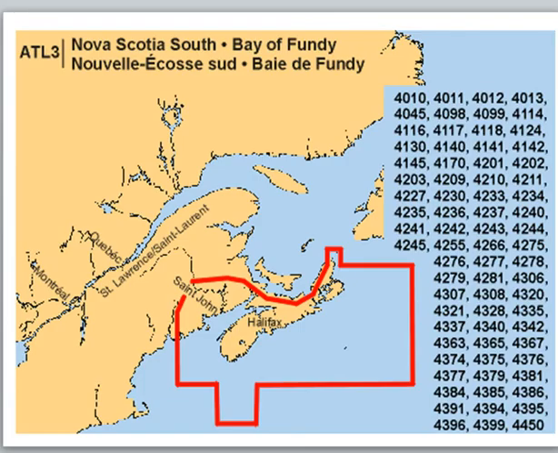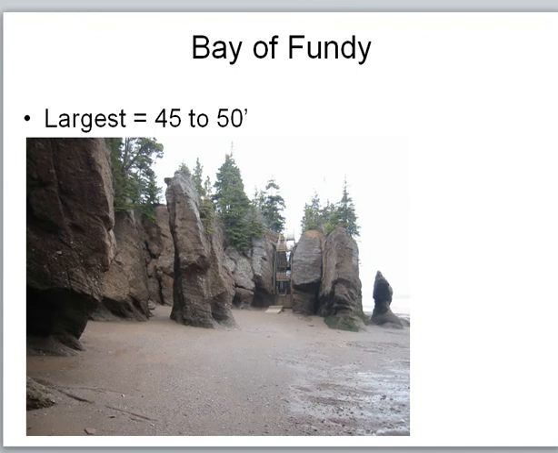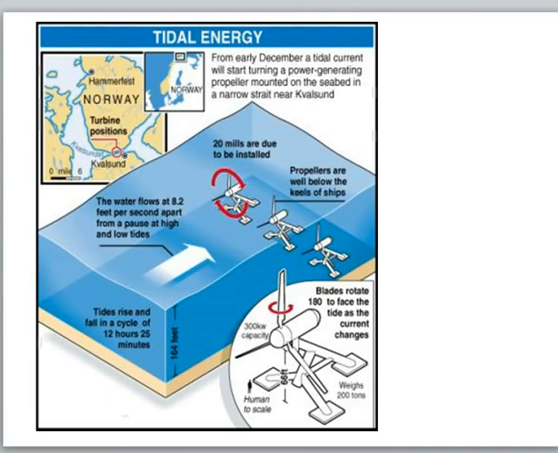And not all tides are the same. The Bay of Fundy is said to have some of the highest tidal changes in the world. So here is the Bay of Fundy, and they have about a 45 to 50 foot change in tidal elevation during their high and low tides. So there are many places in the world that have used that change in tidal motion to generate power.